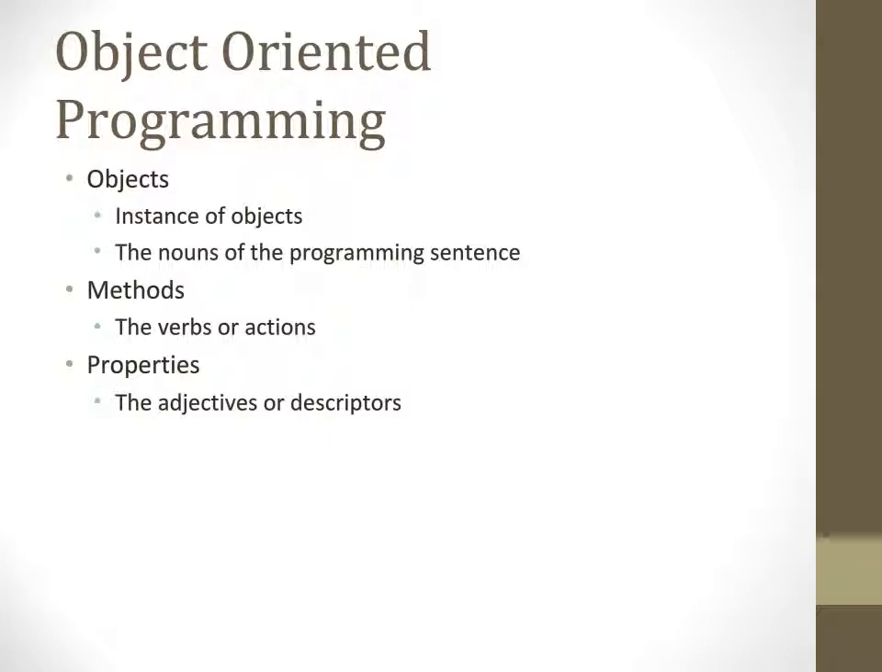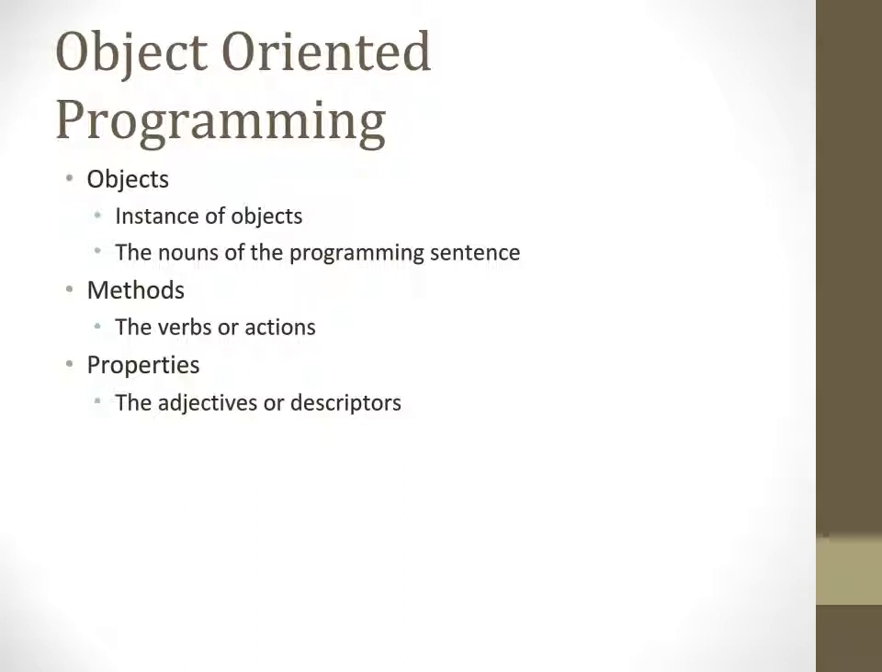All right, JavaScript is known to belong to one of the programming languages known as object-oriented programming. And we're not going to go into a full-blown description of what object-oriented programming is, but you do need to know some of the terminology and the way the program is built. And the three main things we're going to cover are the objects, the methods, and the properties.